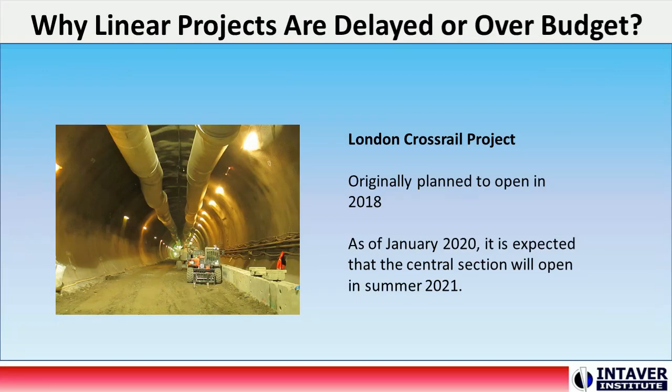The reasons for linear projects running over budget and schedule are well documented and are almost always due to errors in judgment and subsequent errors in decision making. Here's an example of a very large linear project: London Crossrail. Originally planned to be opened in 2018, it is currently expected that the central section will start operation in summer of 2021. One of the key methods used to minimize the impact of management biases is risk analysis and risk management.